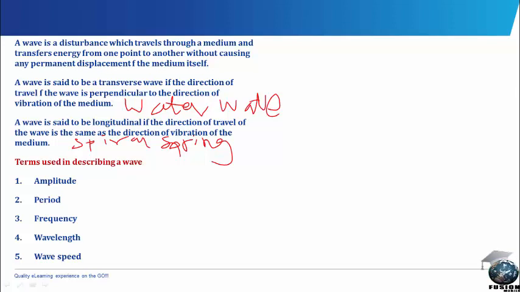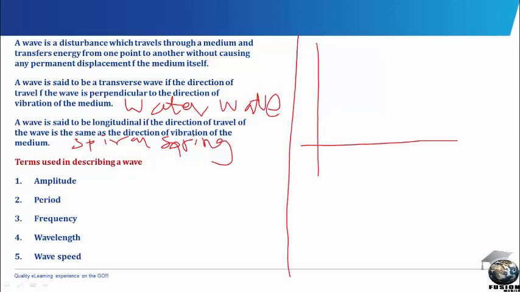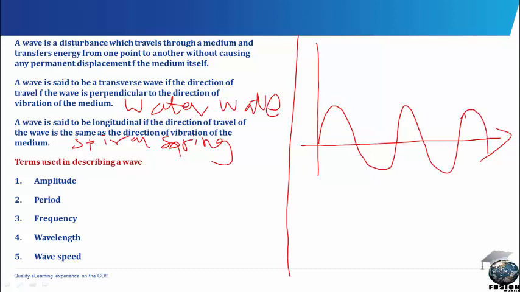Wavelength is the distance between two successive crests or two successive troughs or two successive particles in phase. Let's represent it with a graph. From here to here is a wavelength. That's the distance between two successive crests. From this point to this point is a wavelength. That's the distance between two successive troughs.